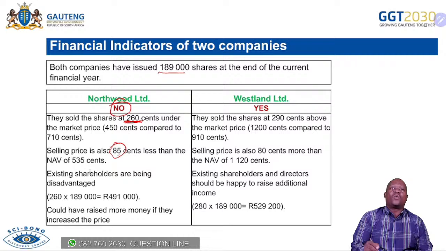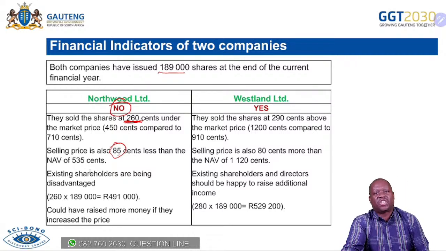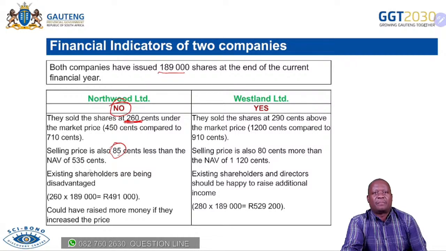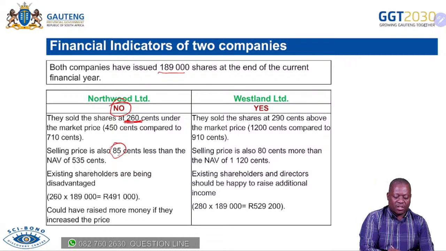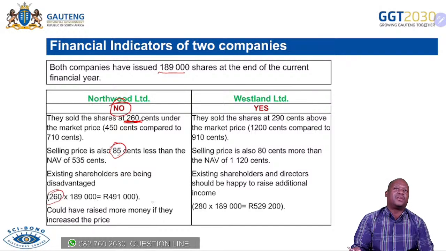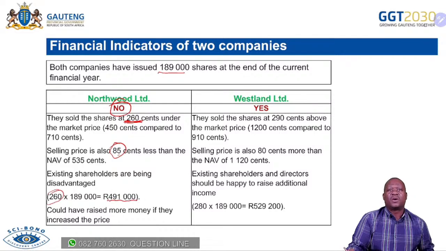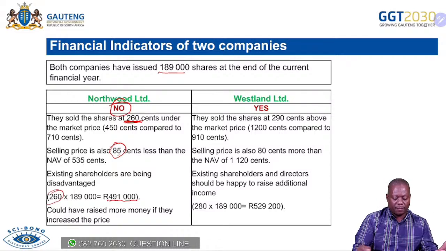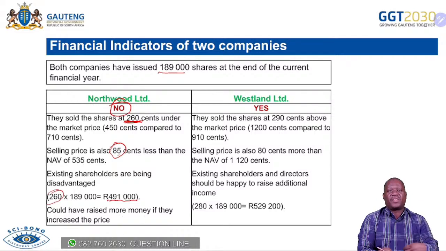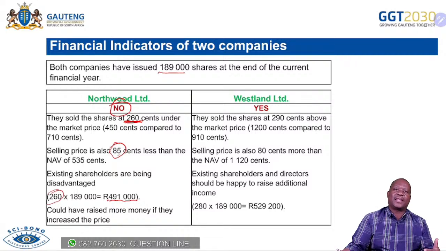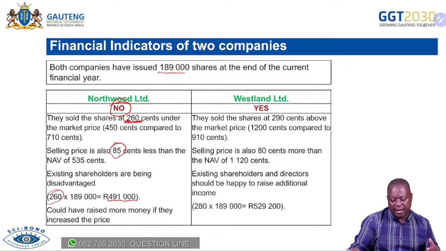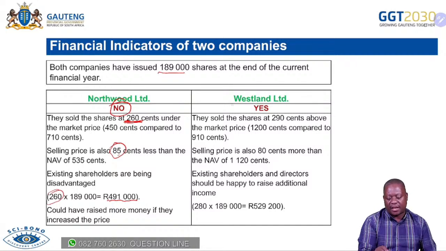So in other words, we are disadvantaging the existing shareholders. They are losing money. Because it's 2 Rand 60 below, when you multiply by the 189,000 shares that have been issued, they have lost 491,000. What would have been a solution to this? They could have raised more money if they had increased the price. They should have issued these shares at the market price, or at any other price nearer there, so that they wouldn't lose money. But let's check what happened with Westland Limited.